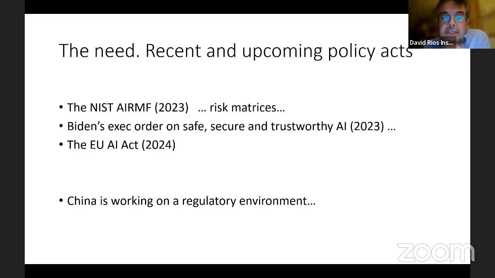And this last May, we had in Europe the Artificial Intelligence Act, which I think is the first global law to regulate risks in artificial intelligence. And I was saying upcoming policy acts, China is also working on a regulatory environment, so this is a sort of global issue.